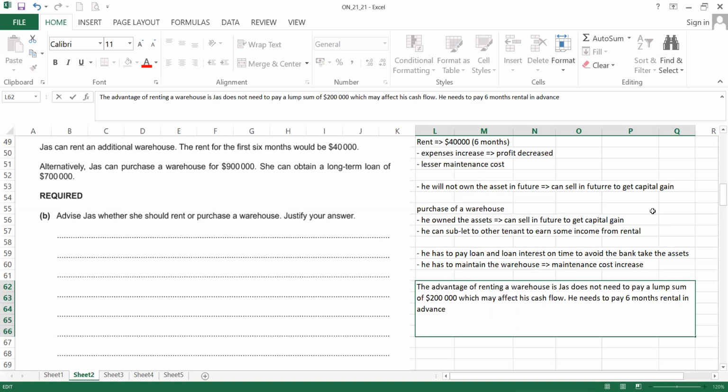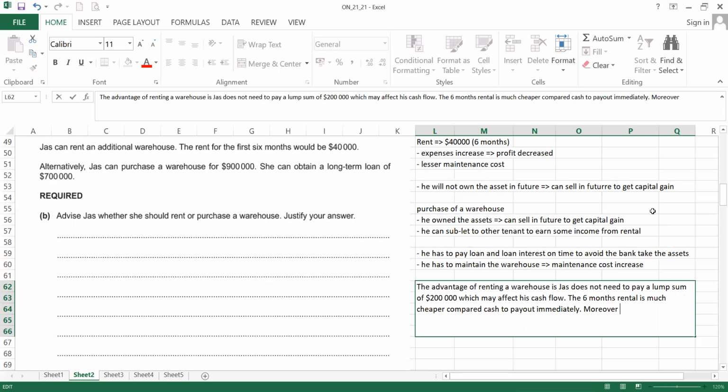We need to pay 6 months rental. The 6 month rental is much cheaper compared to cash to pay out immediately. Okay.